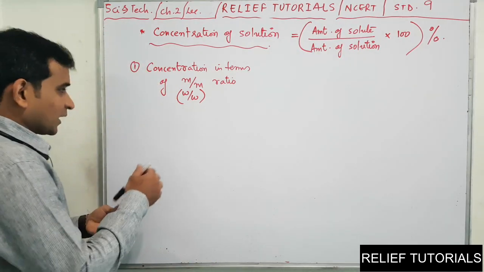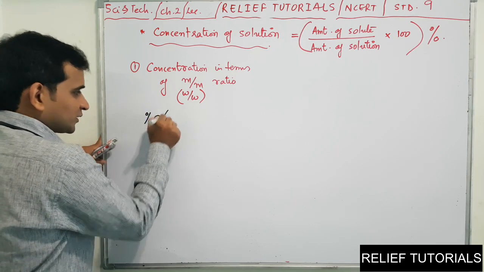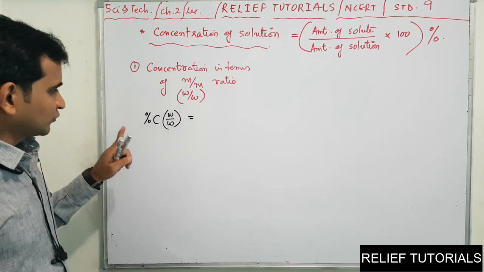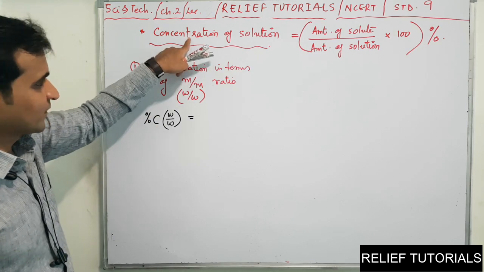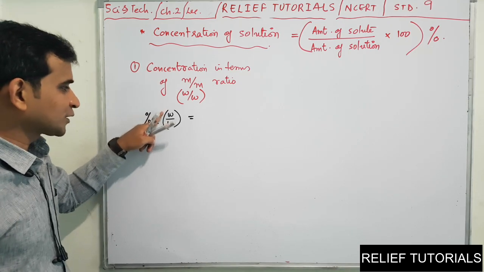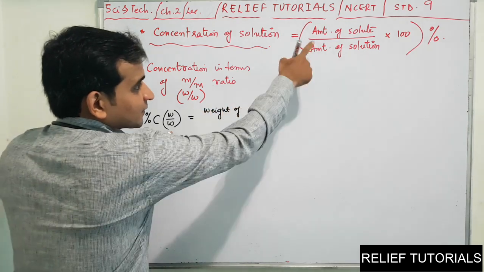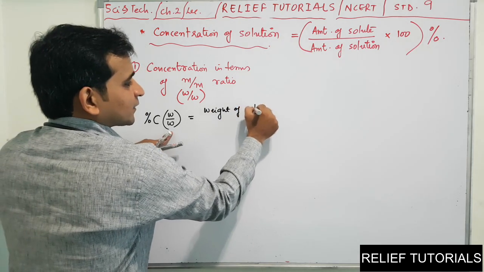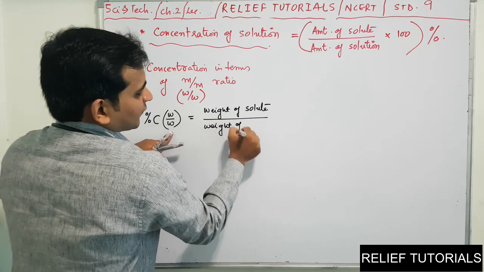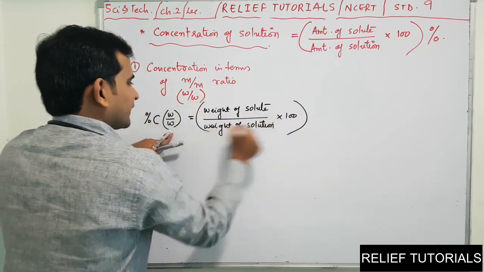Okay, so what would be the formula? In this ratio we can represent it like this: concentration, or percentage concentration, in terms of weight to weight ratio is equals to, C is a symbol for concentration, we are finding the percentage, so we can write here percentage concentration in terms of weight to weight ratio. We can modify our formula: in place of amount, we are writing weight, particularly weight of solute upon weight of solution into 100.